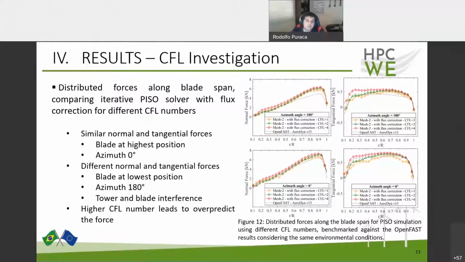We show in this slide the results of the distributed force along the blade span comparing different CFL numbers. Again, the normal and tangential forces are more different from the OpenFAST results when the blade is at the lowest position, at an azimuth angle of 180, where from 0.5 span, the normal and tangential forces are greater than calculated by OpenFAST, decreasing to the same level at the tip of the blade. High CFL numbers, as shown in the previous slide, overpredict the forces, as shown here too. Next slide.